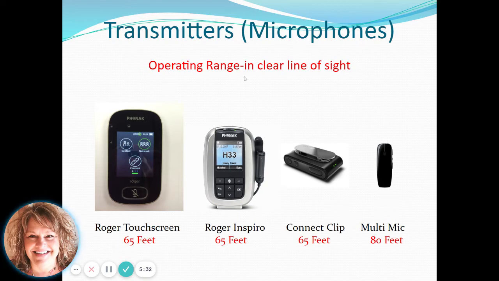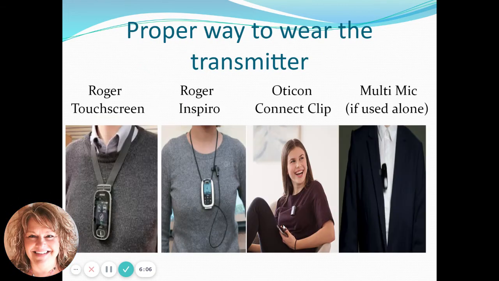Another thing to keep in mind is the operating range in clear line of sight ranges from 65 to 80 feet. So that's always important too. The further away that you are, you may lose that connection. And also know that that's pretty good distance too, so it's important to know that you may still be broadcasting your voice to that student even when they're further away from you. And in the other trainings that we have after this slideshow, you'll be able to see how to mute your transmitter and other functions that they may have.